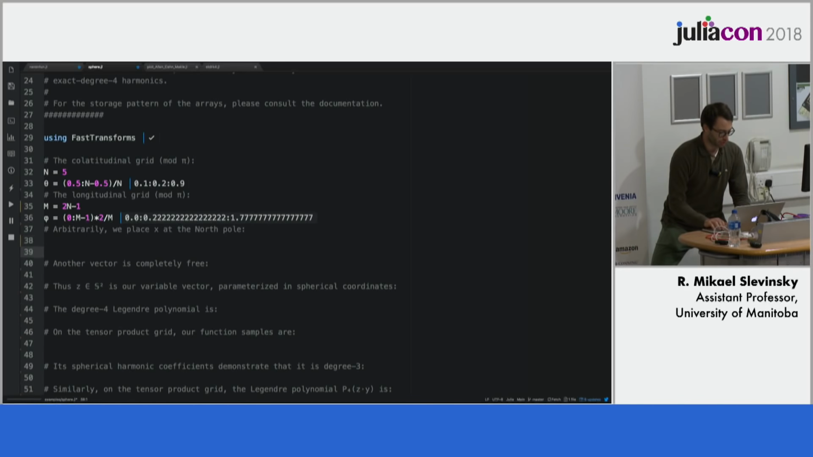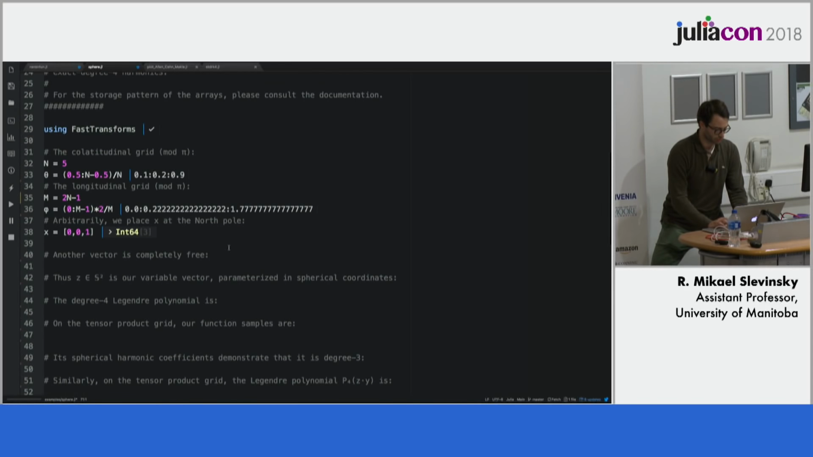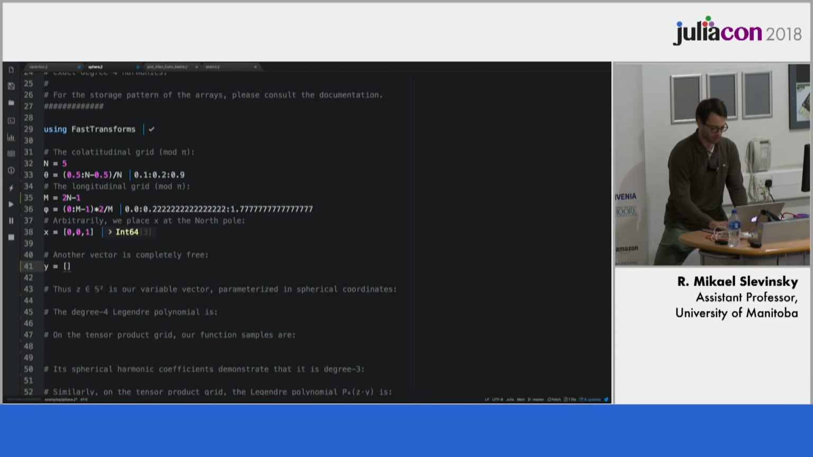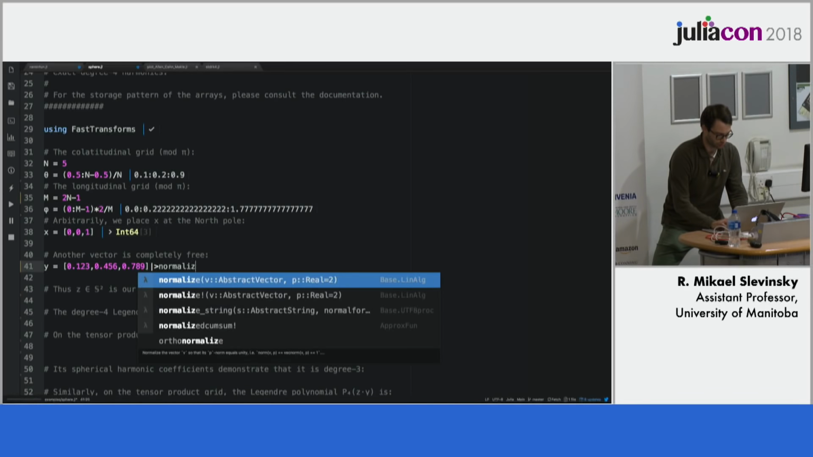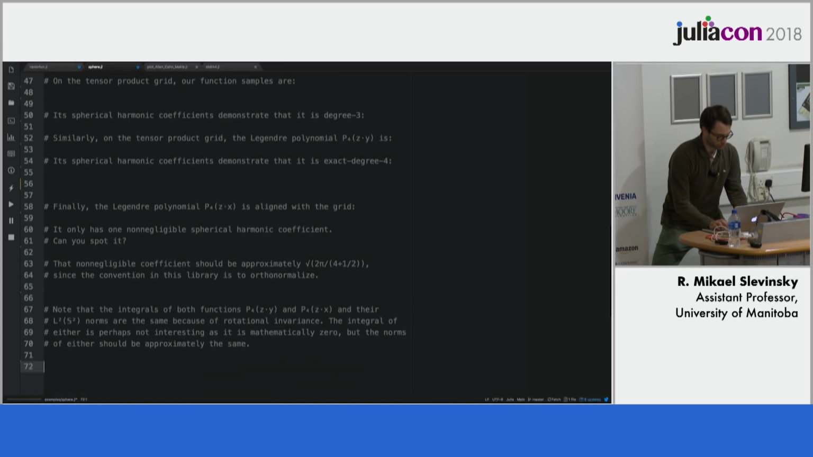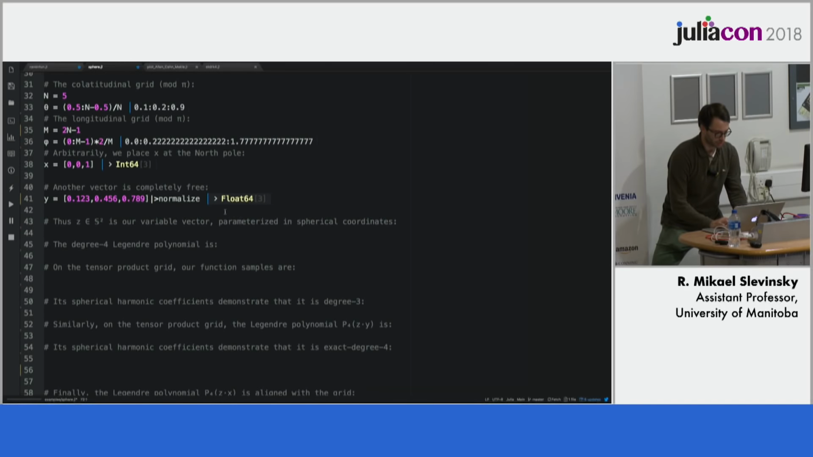So why don't we just take one, and it'll be useful because we can look at this multiple different ways. We'll put it at the north pole, okay? So here's one vector. Another vector, what we'll do is we'll just say it's 1, 2, 3, 4, 5, 6. This number works. So this vector is not actually on the sphere. So I think we can just normalize. Okay, so this vector should be on the sphere.